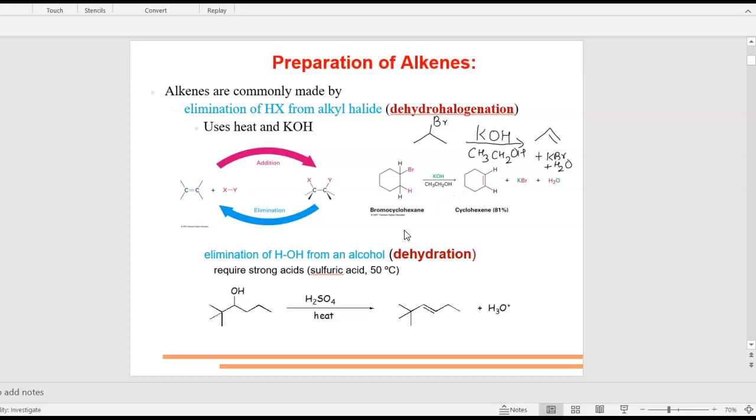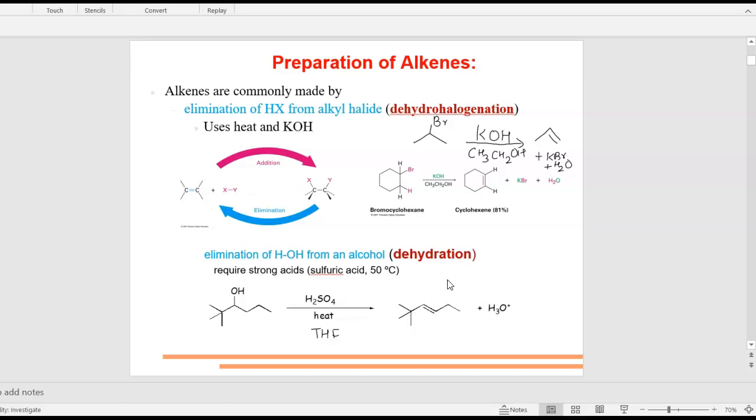Another method which is usually done is the dehydration reaction, and it is usually done in the laboratory by treatment of an alcohol with a strong acid like sulfuric acid. It is also heated to a temperature of about 50 degrees Celsius, and this is done usually in a solvent like THF, tetrahydrofuran. This results in the loss of a water molecule and formation of an alkene.